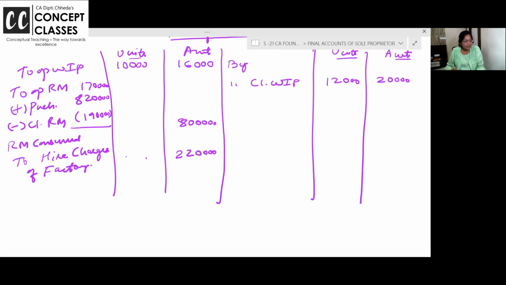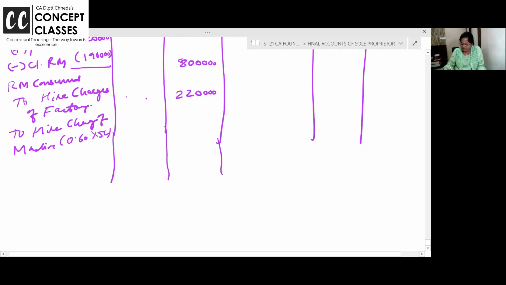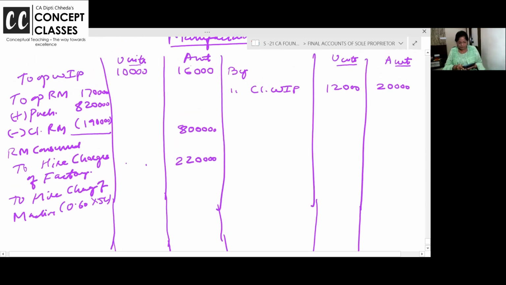Now, hire charges of machinery. How much is the hire charges of machinery? 0.60. 5 lakh units produced. Hire charges of the machine is clear to all of you. 3 lakh.